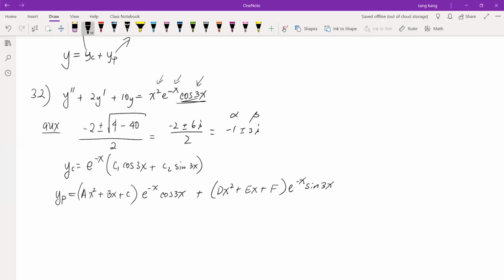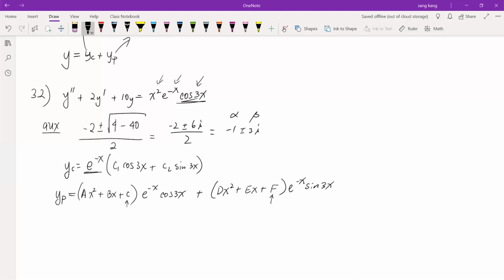But now we're not done. We can't just simply combine yc and yp here, because if you notice, we have similar terms. If you actually multiplied this out in y complementary, we have a constant times e to the minus x times cosine, and a constant times e to the minus x times sine of 3x. And we actually will have the same case here, right? If we multiply this out. So what does that mean? We should multiply our y particular by x.